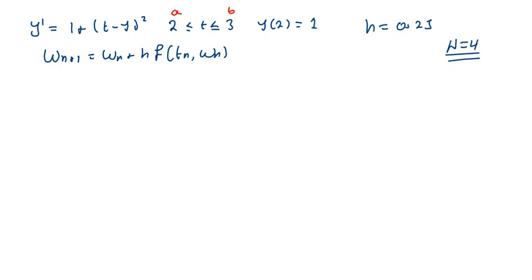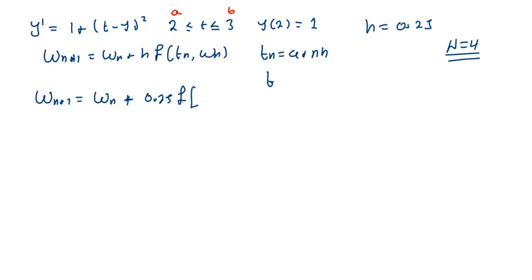You'll see in a short while why I'm calling it a generalized expression. I'm looking for w_{n+1} equals w_n the way it is plus my h. H we have been given as 0.25. Then f of what is our t_n? We haven't yet determined what t_n is, so let's do that. t_n is equal to a plus nh.